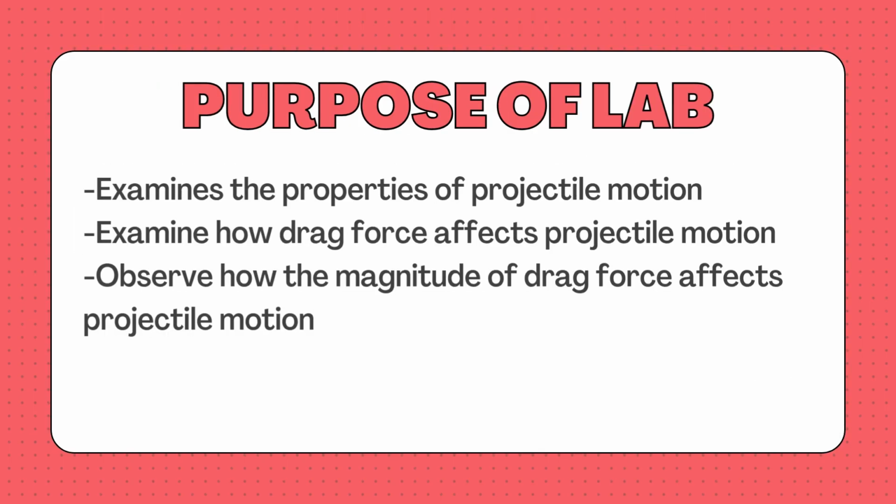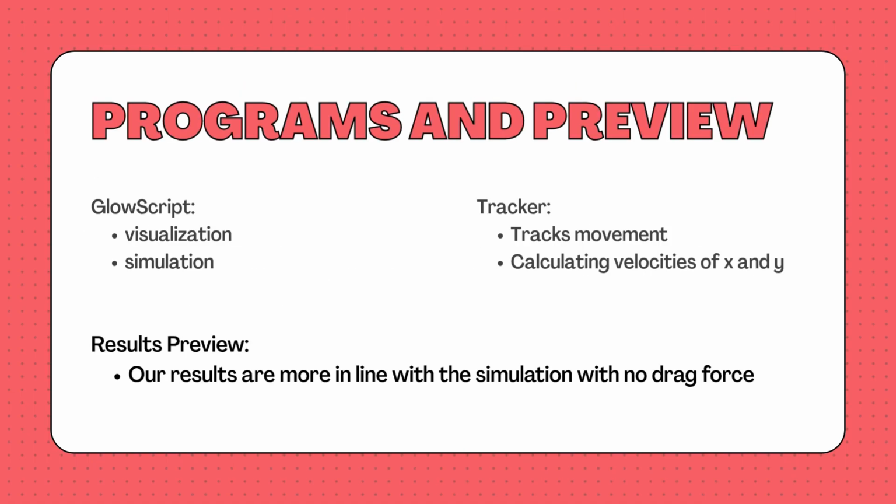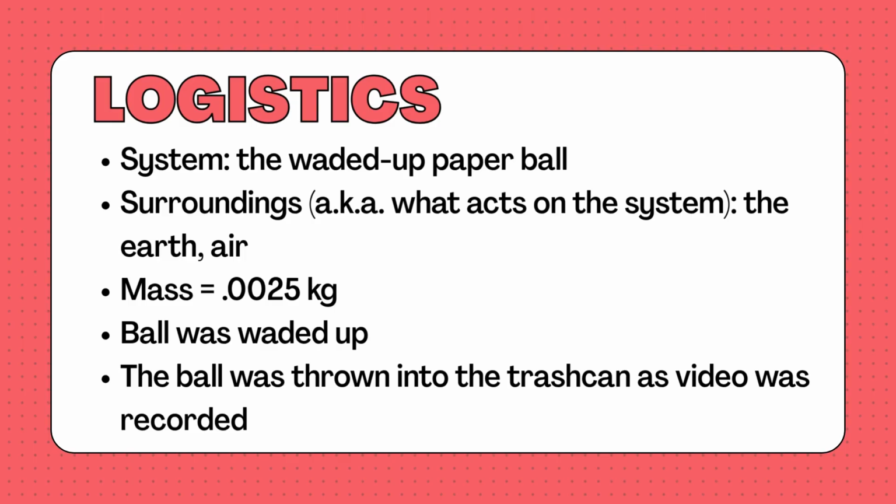The purpose of this lab is to examine the properties of projectile motion, examine how drag force affects projectile motion, and observe how the magnitude of drag force affects projectile motion. Like last week, two programs will be used in this lab. GlowScript helps with visualization and simulation, while Tracker tracks movement and calculates the x and y components of the velocities. As a preview to our results, our results are more in line with the simulation with no drag force.